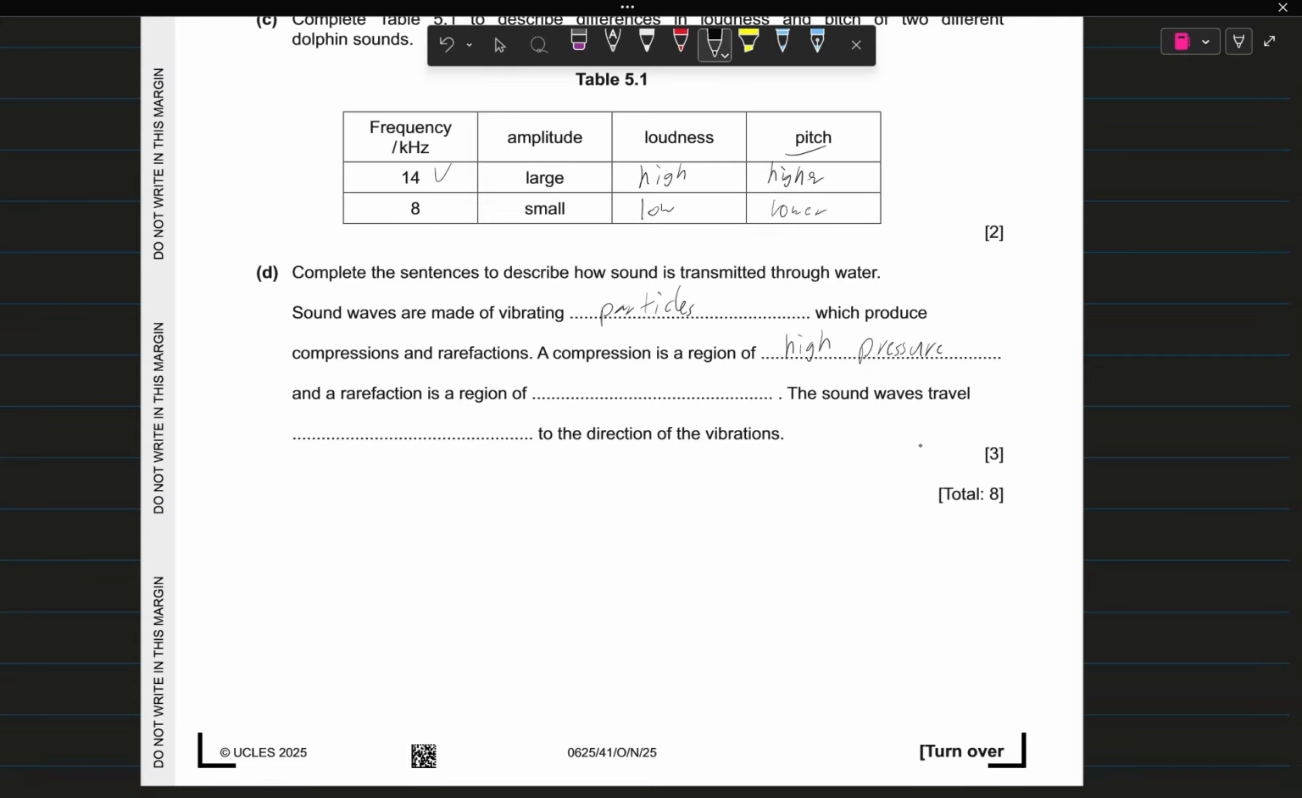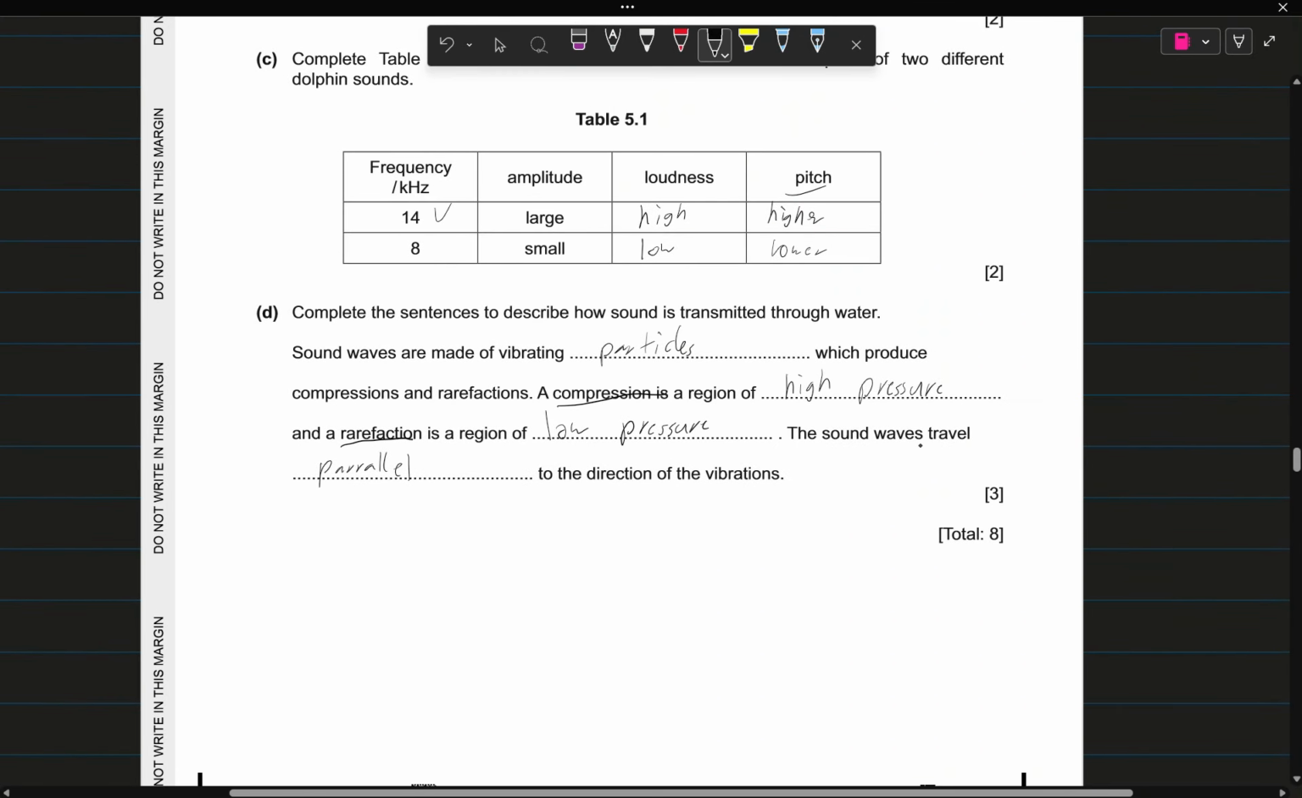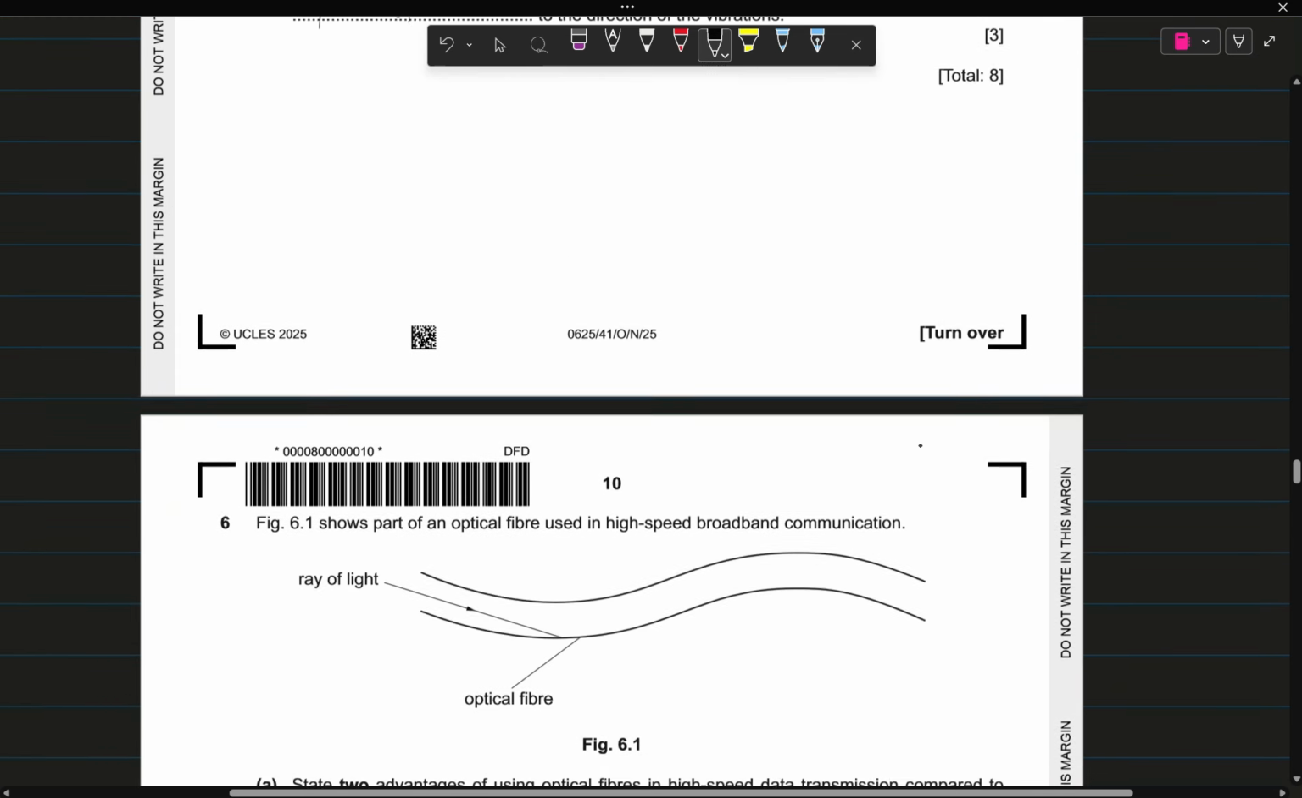Meanwhile, a rarefaction is a region of, of course, the opposite. Since rarefaction is the opposite of compression, it will be a region of low pressure. Okay, the sound waves travel blank the direction of the vibrations. They travel parallel, because after all, it is a longitudinal wave. Okay, longitudinal. If it was not a longitudinal wave, then it would be perpendicular. So, yeah.